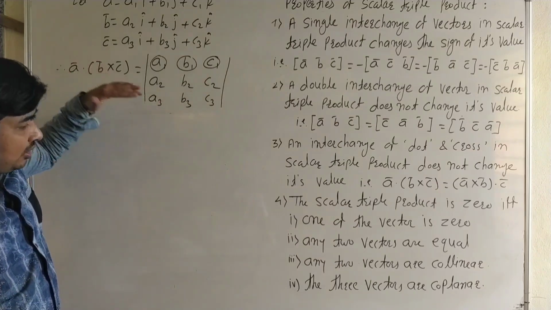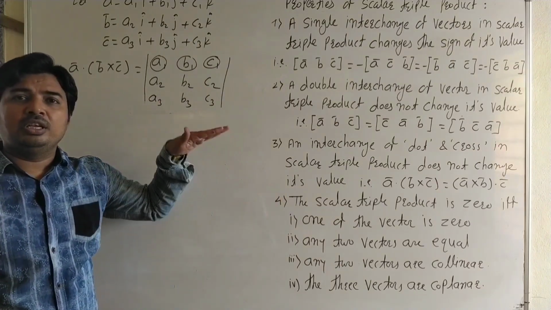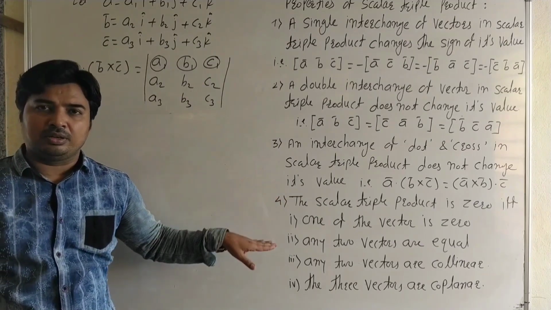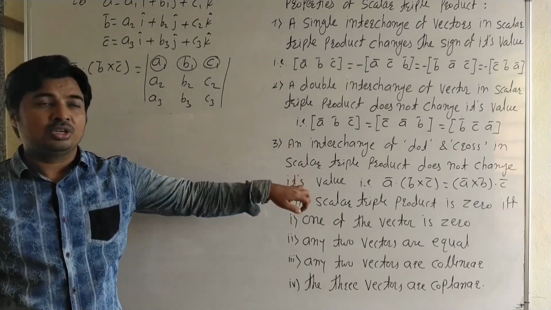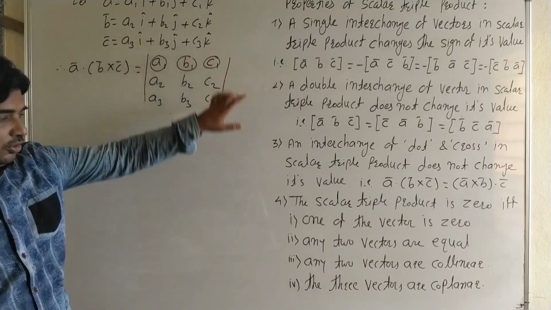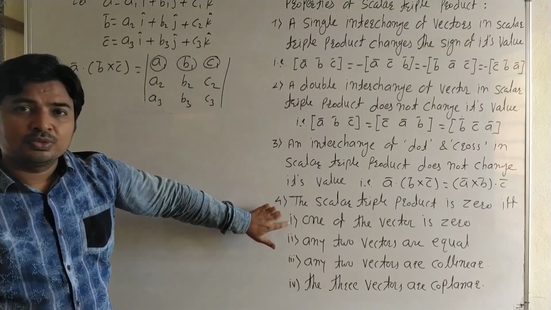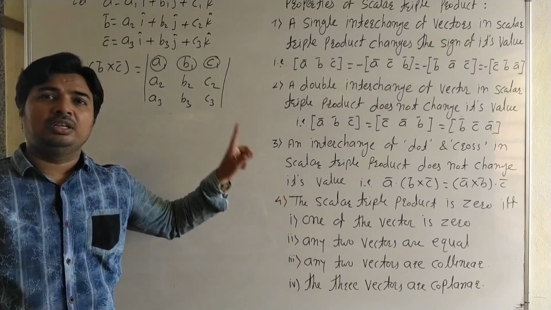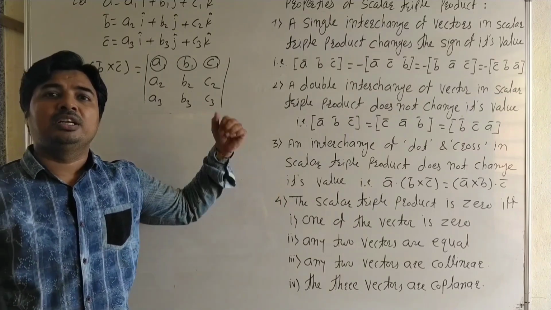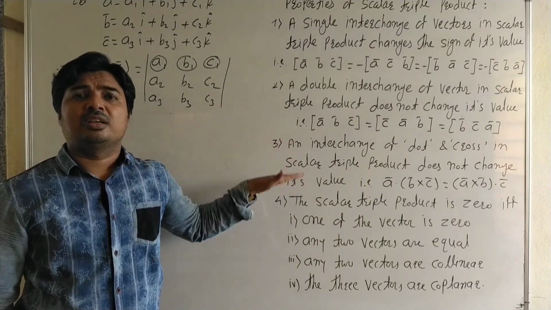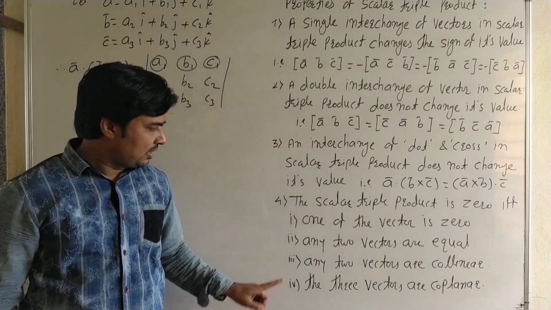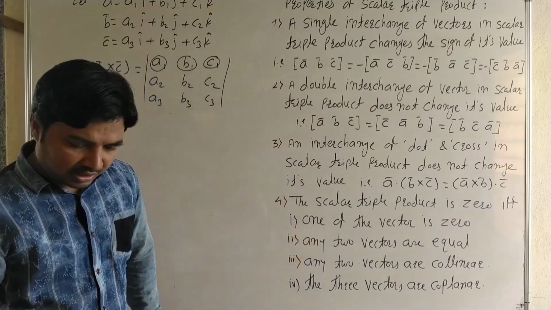Okay, here if one of the vectors is 0, that means any one row of the determinant of the scalar triple product is 0, that means the scalar triple product is 0. If any one vector in a scalar triple product is 0, then the determinant is 0, that means the scalar triple product is 0. Now second, any two vectors are equal.